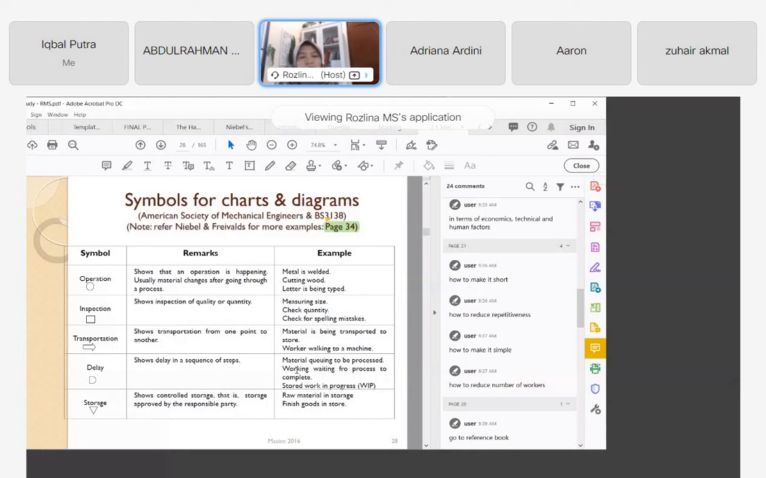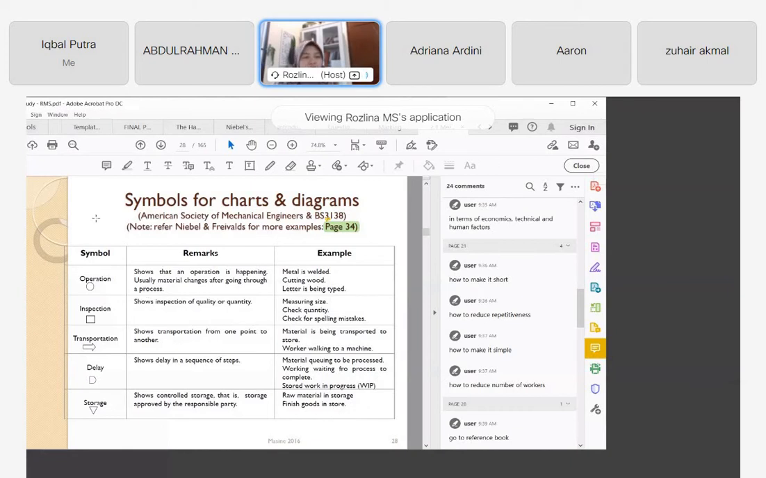A delay, with the symbol D, in a sequence of steps. For example, materials queuing to be processed, work in progress, waiting for the process to complete, usually time. This one is delay. And storage, the triangle. It shows controlled storage, that is, storage approved by the responsible party. For example, raw material in the storage or finished goods in the store.